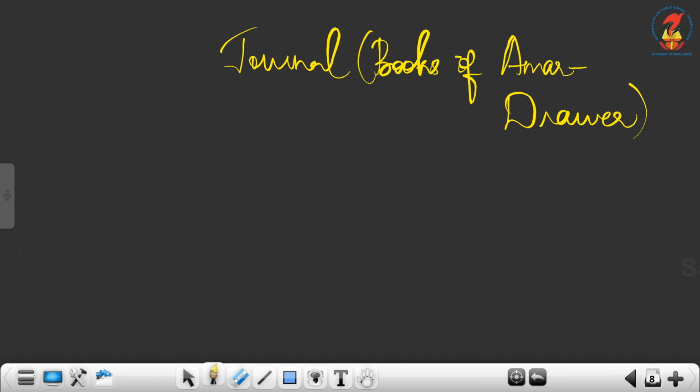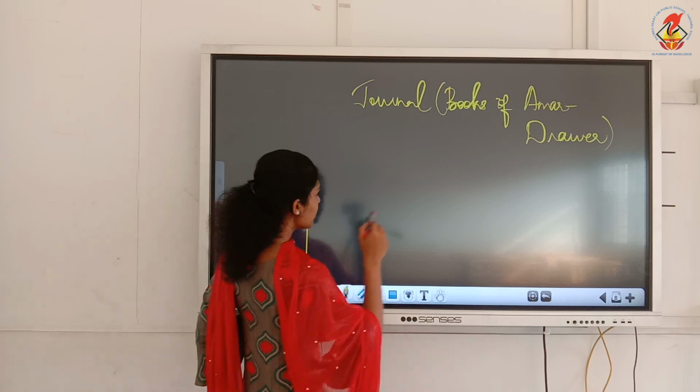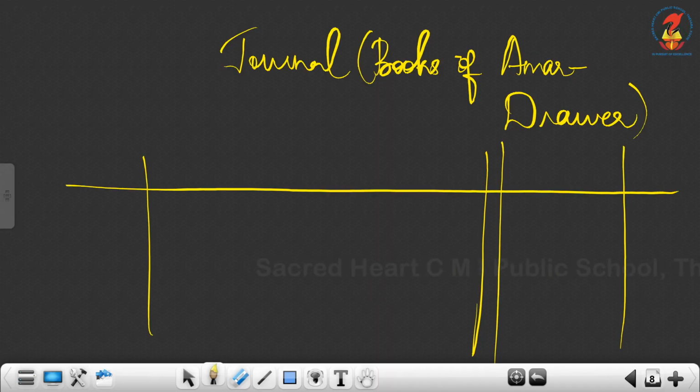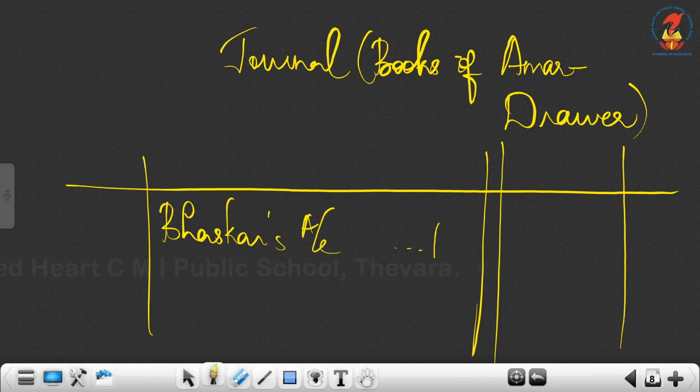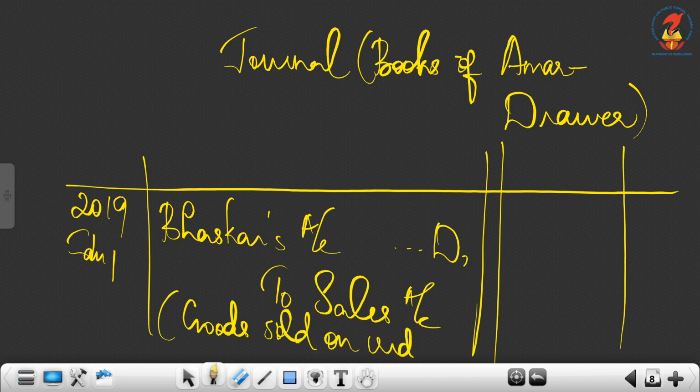Okay, he is selling goods, so we have to record the first entry for credit sale. What is the journal entry for credit sale? That is debtors account, debtor to sales account. Debtor's name here is Bhaskar. So you can write, just give column headings, then you start writing. So it is Bhaskar's account debtor to sales account, and the date is 2019 January 1st. You can write goods sold on credit.